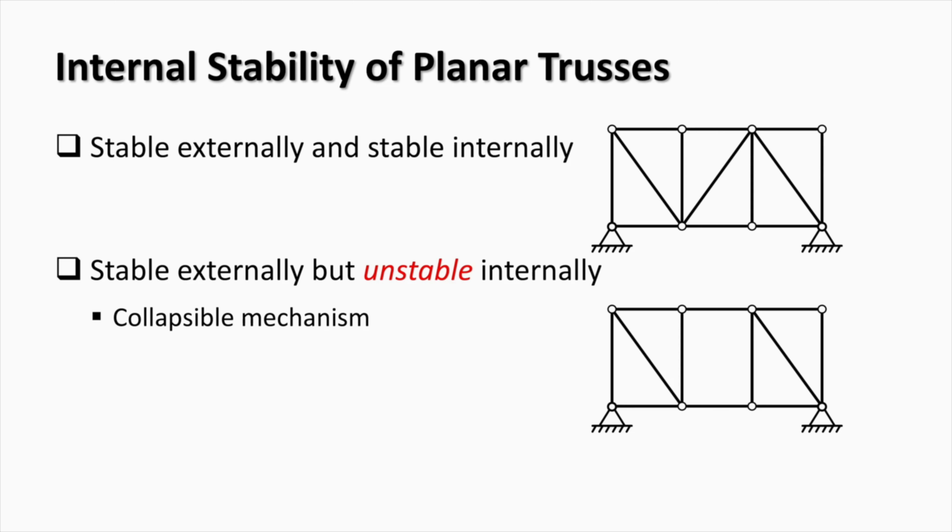The second truss is similar to the first one. The only difference is that it has an unstable middle cell consisting of 4 bars and 4 nodes. As a result, this truss is externally stable, but unstable internally.